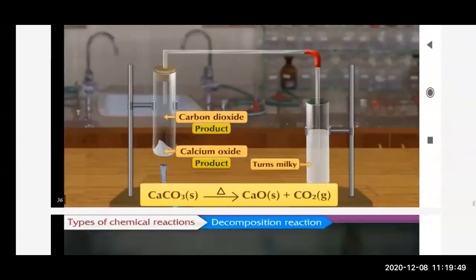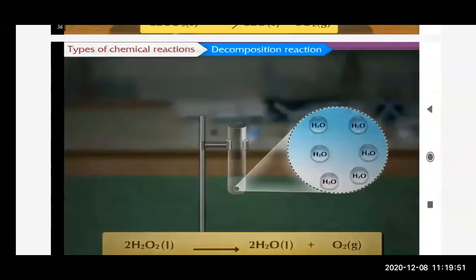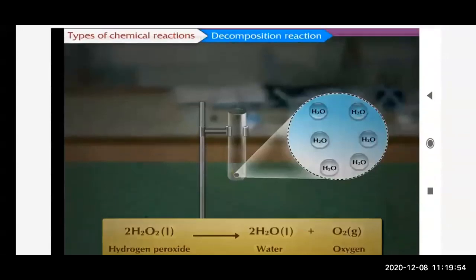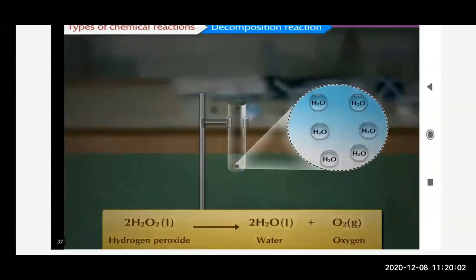Then the third activity we have seen is about hydrogen peroxide. Similarly, hydrogen peroxide naturally undergoes slow decomposition reaction to form water and oxygen. The formula for hydrogen peroxide is H2O2.